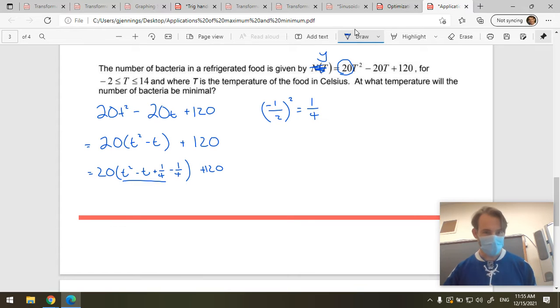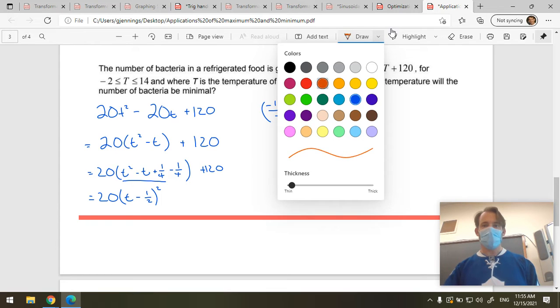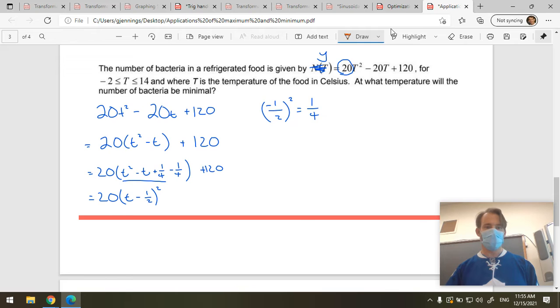And now here, 20 times t minus 1/2, I get that minus 1/2 over here, squared. That's all this stuff. And now I'm going to take that 20 number and multiply this number so that it can come out of the brackets.